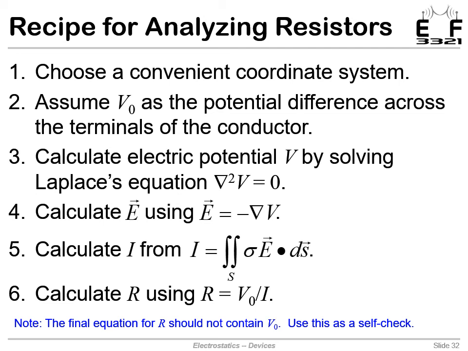Now, a great check to know if you're right is that the overall resistance should no longer be a function of voltage. So if your final expression for resistance contains anything about current or voltage, chances are we're wrong. It really should just have to do with the conductivity and dimensions of the device. So use that as a self-check. So this is as far as we're going to take resistors here, but there's a bunch of examples following to practice what we're teaching here.